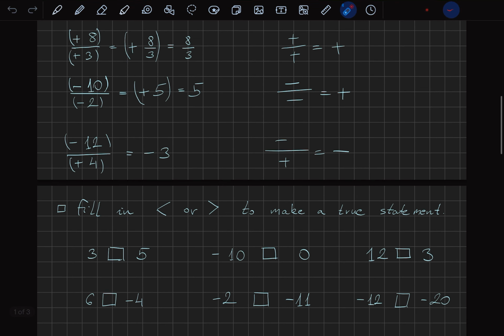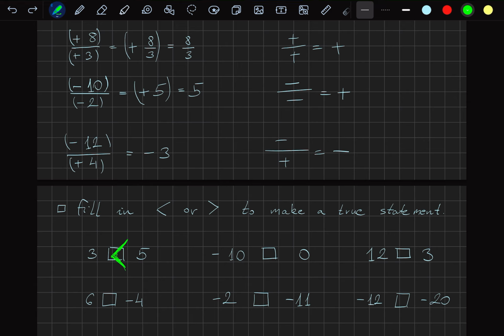first problem: fill in less than or bigger than to make a true statement. I will use the green color. 3 is less than 5, or 5 is bigger than 3. Every time the bigger number is where the little mouth is open. So it wants to eat the 5 because this is the bigger. This is the easiest way to learn, and you will not make mistakes with the signs.